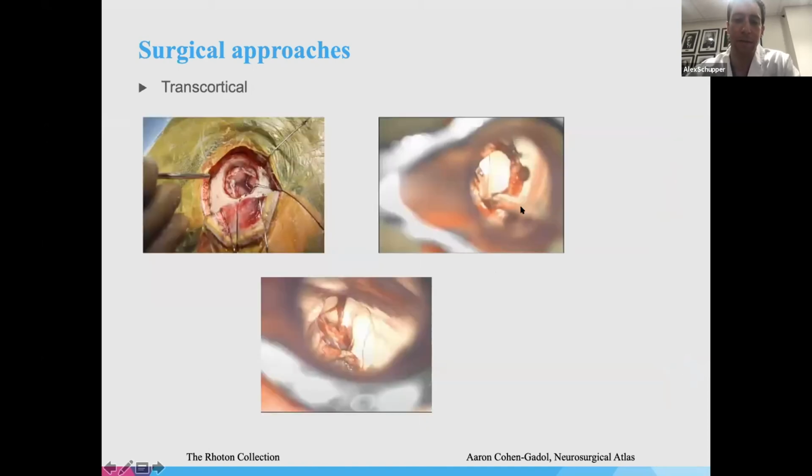And then there is a transcortical approach as well, where you go from the frontal lobe, often from the right side, to access the lateral ventricle and to get down into the foramen of Monro. This approach is often used with a deep tubular retractor and can be very effective for larger tumors.